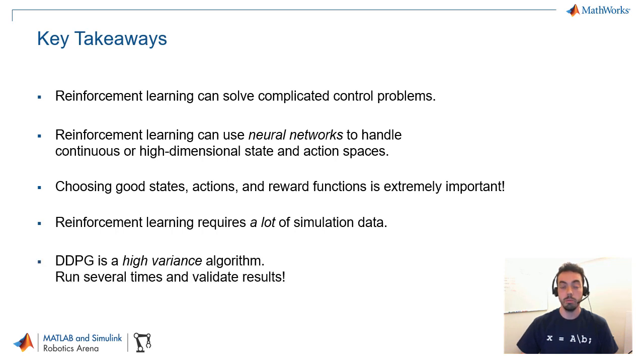And finally, we used the Deep Deterministic Policy Gradient, or DDPG, algorithm. This is a high variance algorithm, and you saw that the reward really was oscillating significantly. So you should really run these trainings several times and try to pick different trained agents and see which one works best, and you can refine from there.